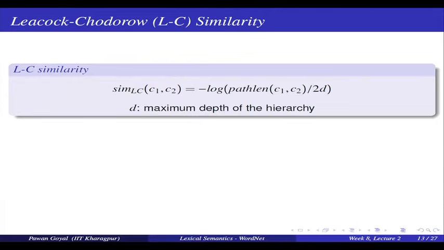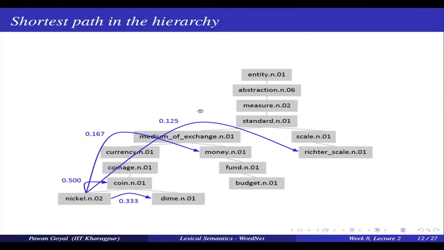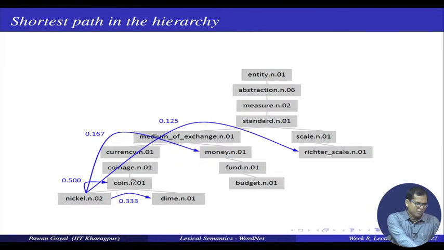So let us go back to the previous tree. What is the similarity between coin and nickel? The path length is 1, so the similarity is 1 divided by 1 plus 1, that is 0.5. But what would be the similarity between entity and abstraction? Their path length is also 1, so their similarity will also become 1 divided by 1 plus 1, that is 0.5. But ideally, what would we want? Do we want the similarity of entity and abstraction to be the same as between coin and nickel?